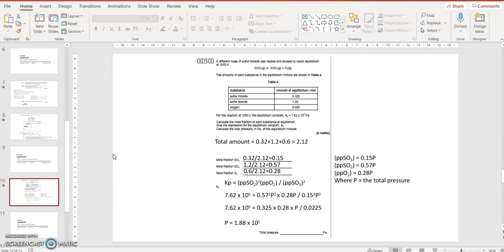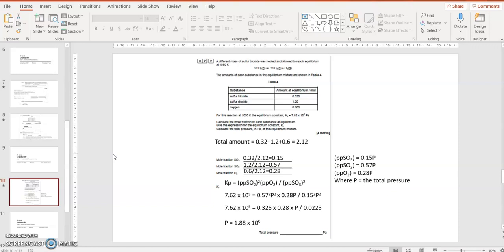So what I'm going to do is imagine that the total pressure is the letter P. Normally I'd multiply the mole fractions of each of them by the total pressure, but I don't know it, so I've given it the letter P. The partial pressure of the SO3 is its mole fraction multiplied by the total pressure P, 0.15 P. I do the same for the SO2: 0.57 is its mole fraction multiplied by the total pressure P, 0.57 P. Mole fraction of O2, 0.28 multiplied by the total pressure P, 0.28 P.